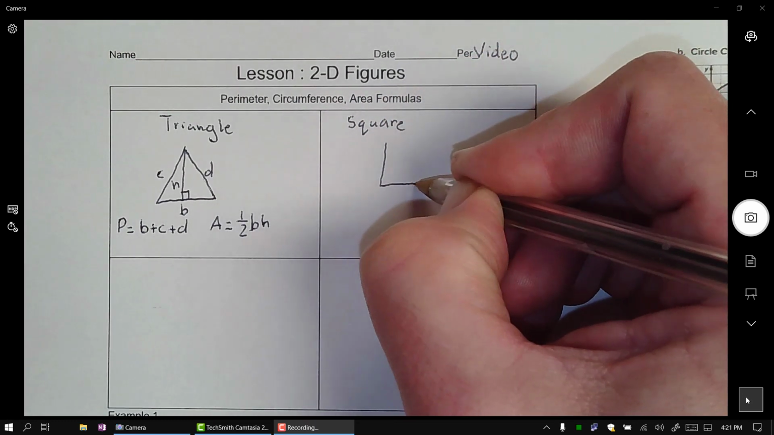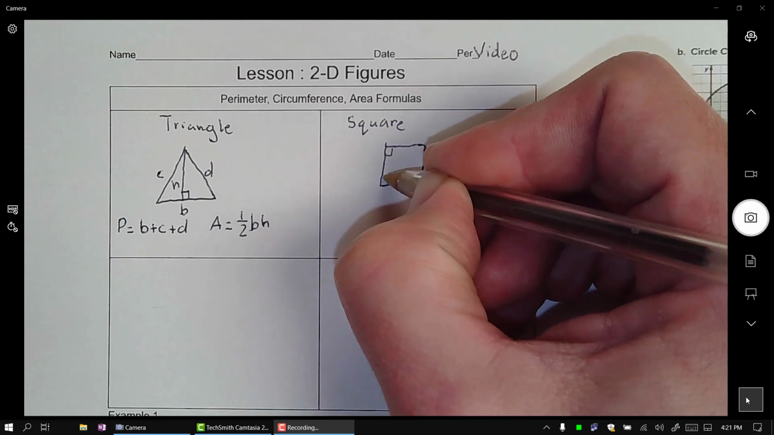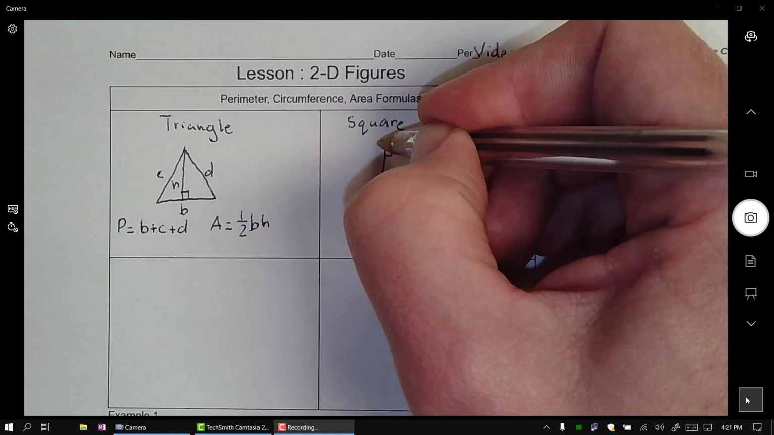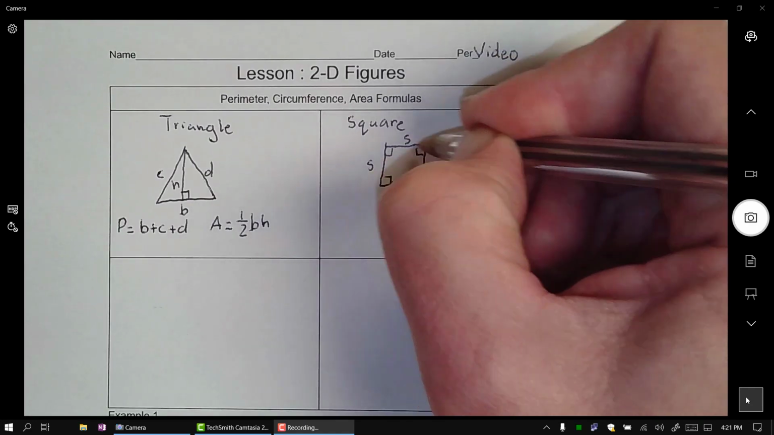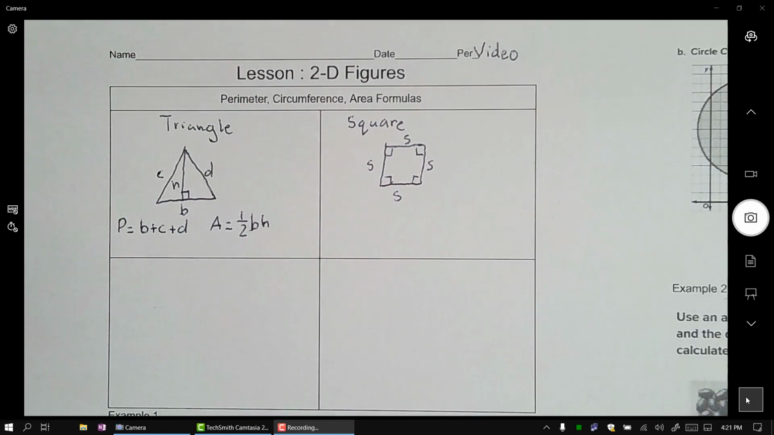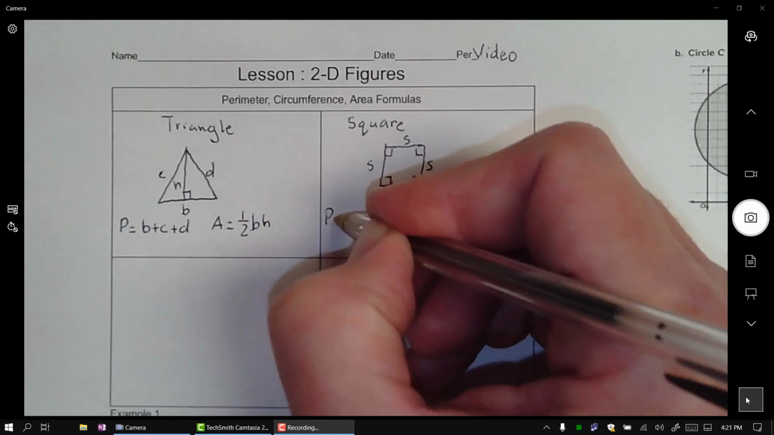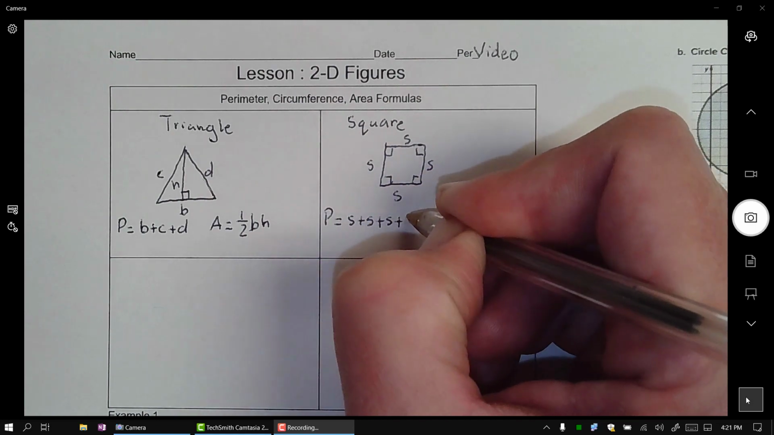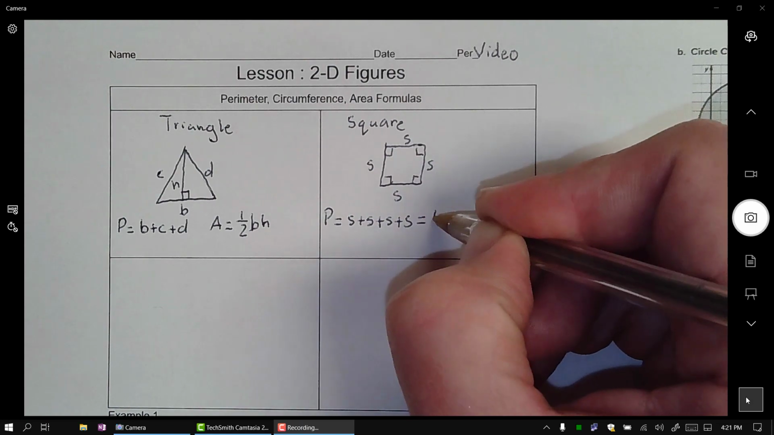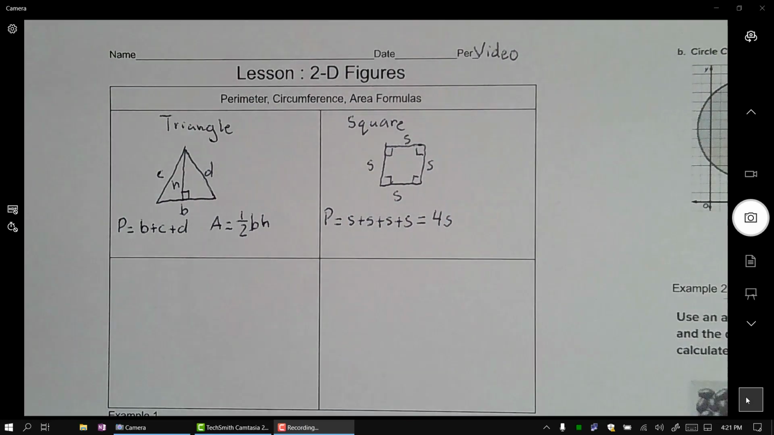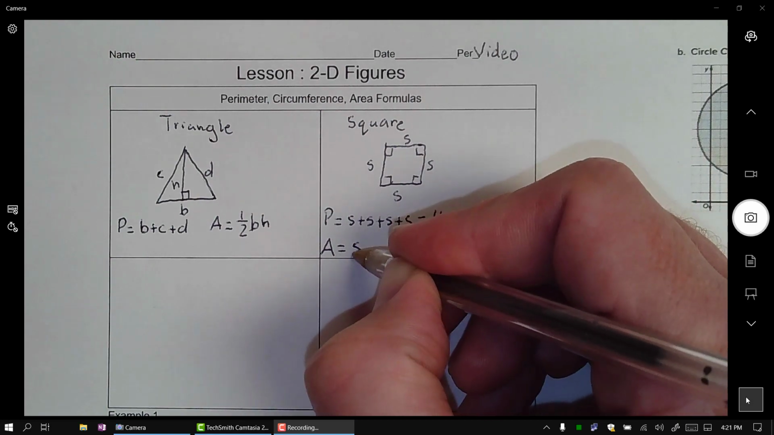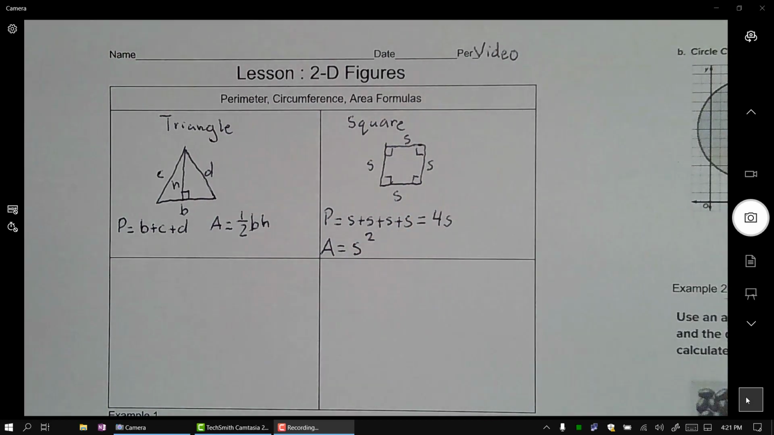When we draw out the square, all the sides are equal to each other and they form right angles. So this is going to be side, side, side, side. Our perimeter formula is side plus side plus side plus side, or 4 times the side, because we're adding the side 4 times. The area formula for a square is the side squared, side times side.